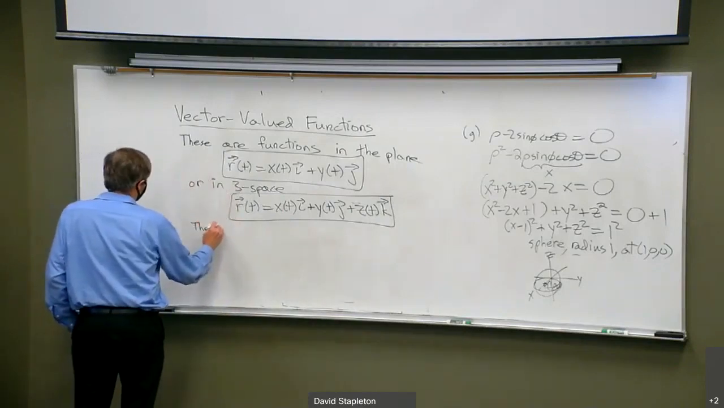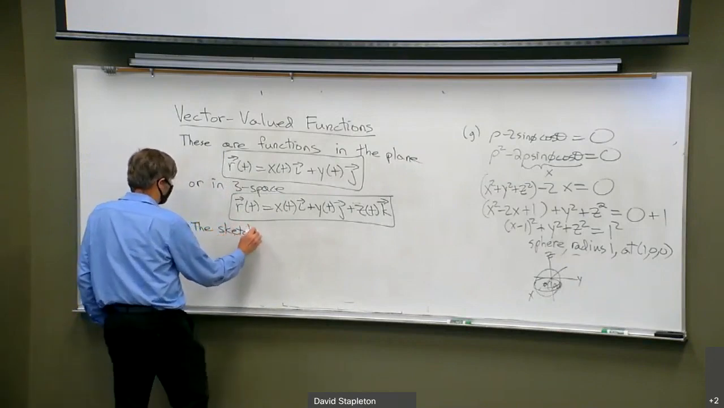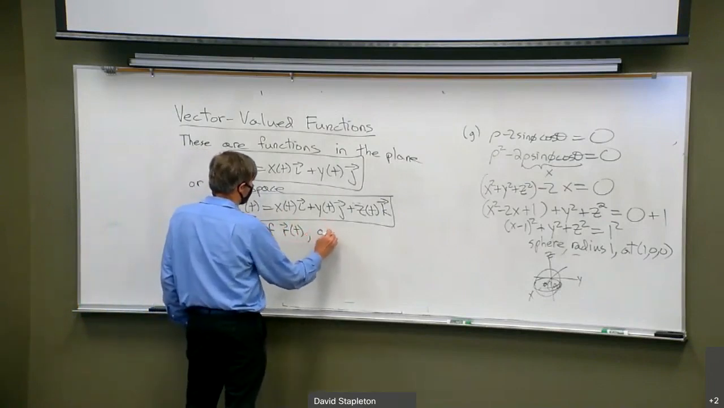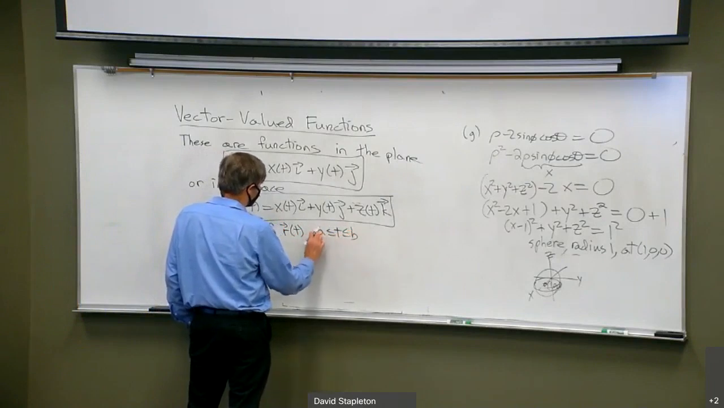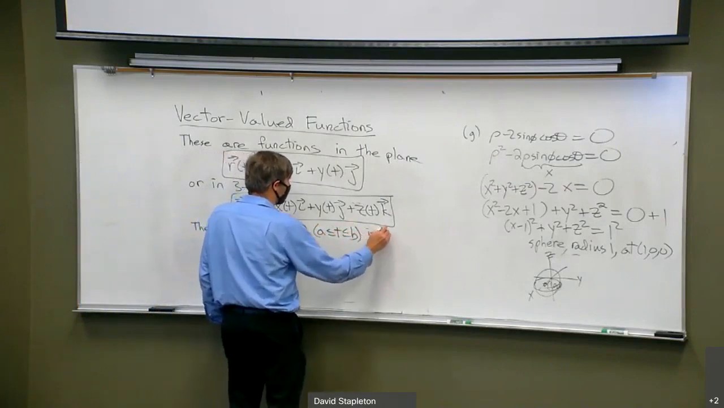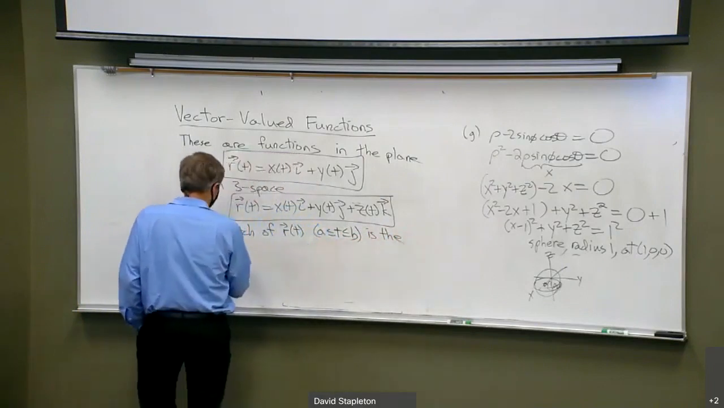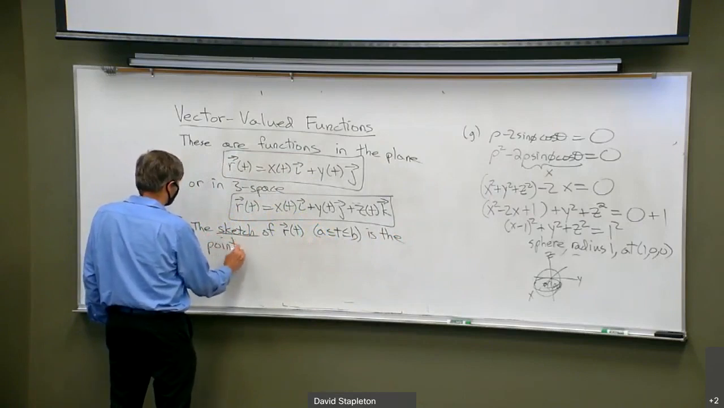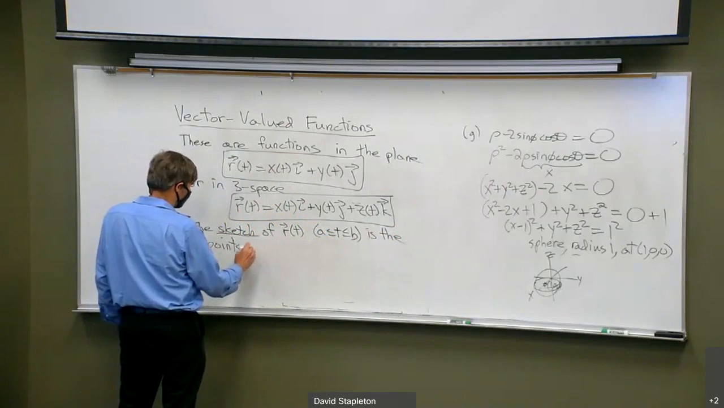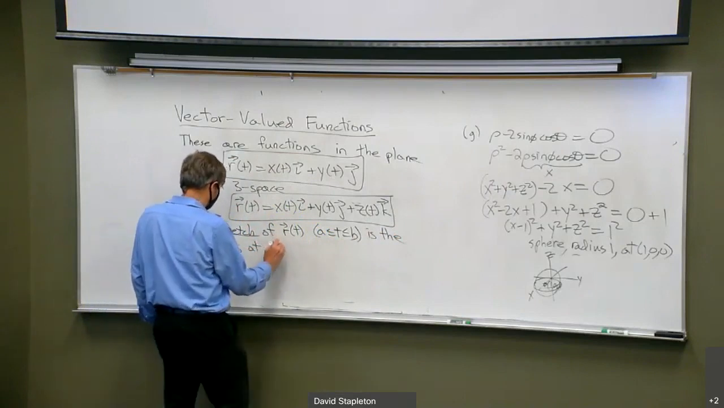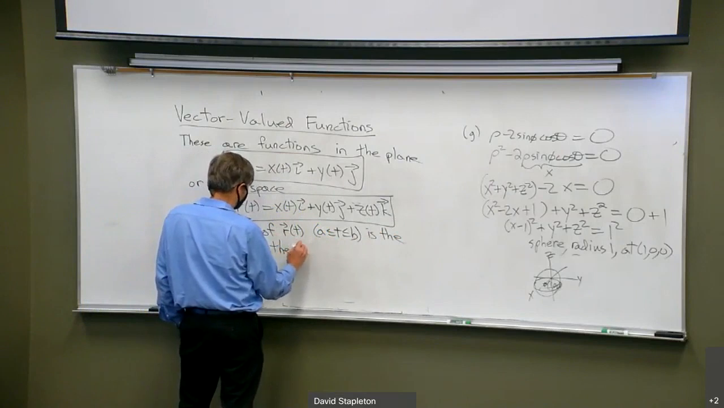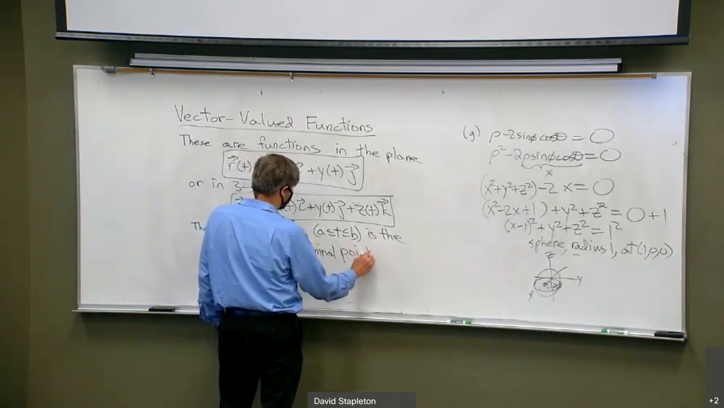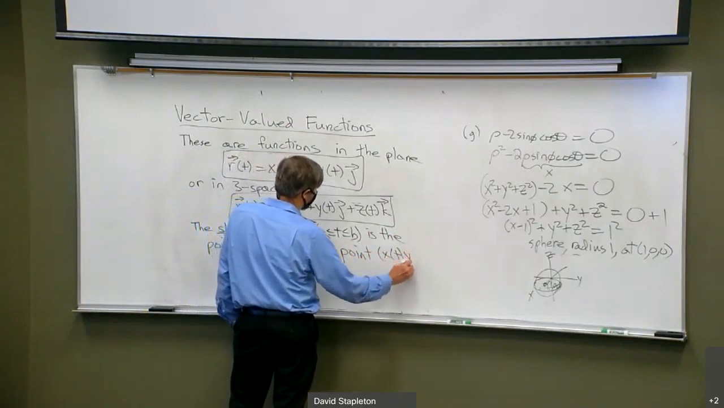The sketch of a vector valued function with some domain a less than or equal to t less than or equal to b is the point at the terminal point of R of t. So we go back to parametric equations. X of t, y of t, and we just plot the endpoints.